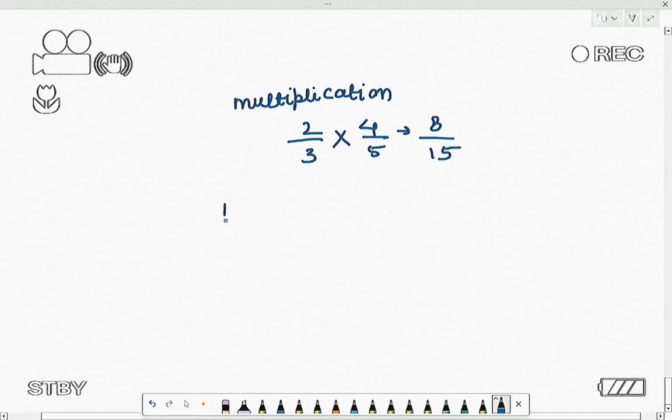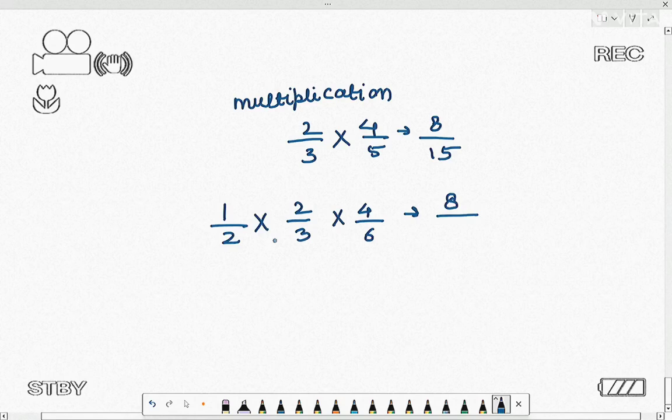Right? Suppose let's take another question. 1 by 2 multiplied by 2 by 3 multiplied by 4 by 6. Right? So here what you have to do is multiply 1 into 2 into 4, that is going to be 8. You need to multiply all 3 of them in the denominator, that is going to be 2 threes are 6, 6 sixes are 36.